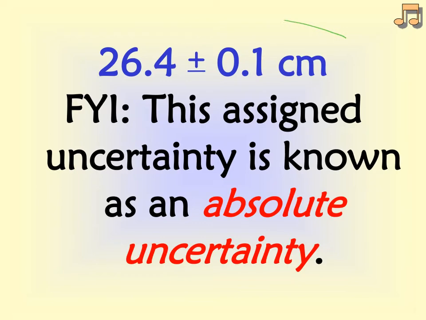So this uncertainty that I put at the end of a number like this is called the absolute uncertainty. So that's a new vocabulary word for you. The absolute uncertainty is the uncertainty that you actually assign to a measurement.